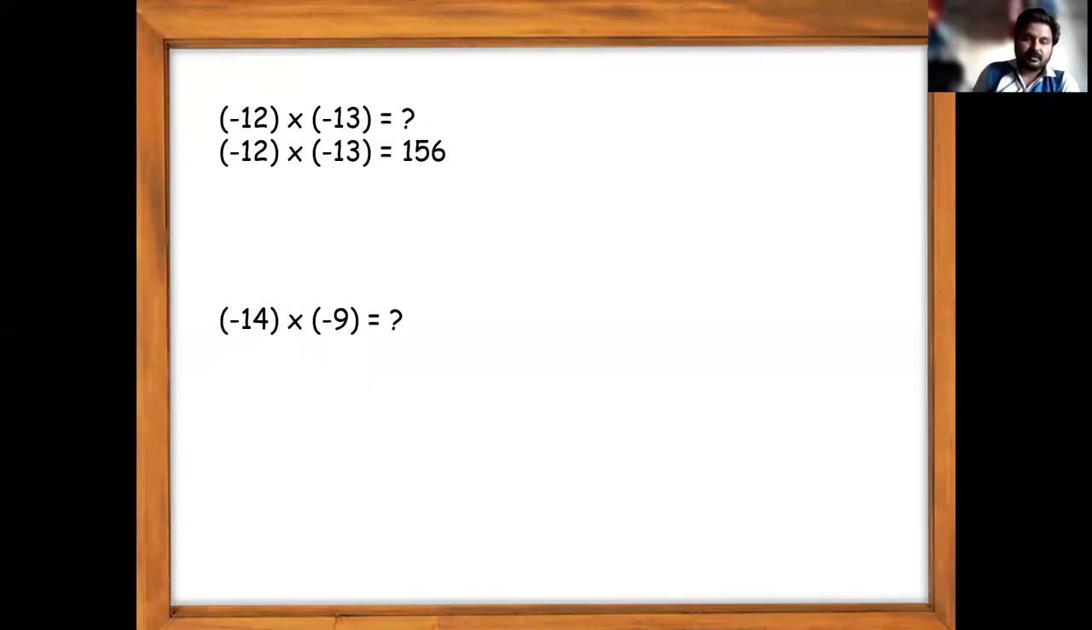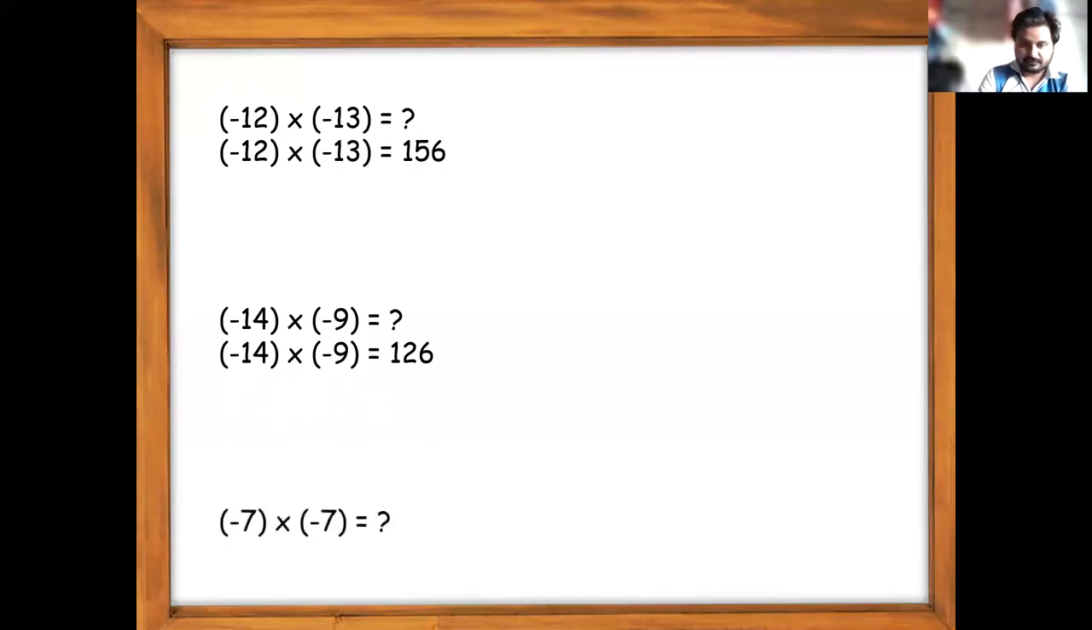So here also, both the integers are negative integers. So what would be your final answer for this? Absolutely correct. 126 is the correct answer. And students, note down the sign of the final answer. That's a positive number. Again, both the integers are negative and they are multiplied. The final answer would be, yes, 49. And again, look at the sign of the final answer. It's a positive number, correct?